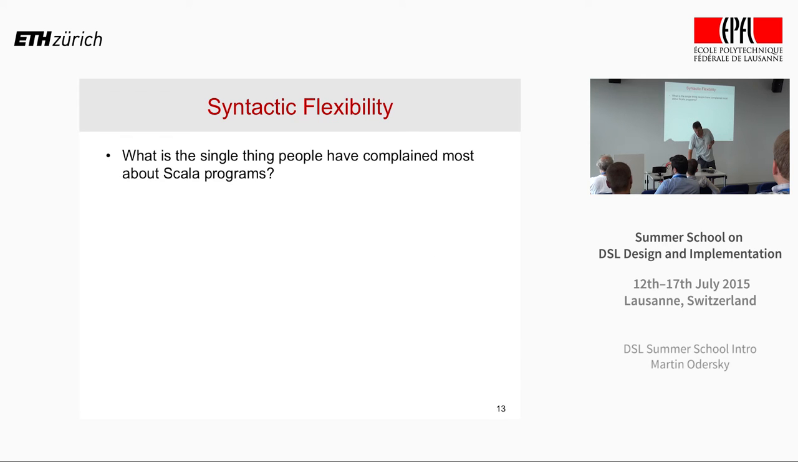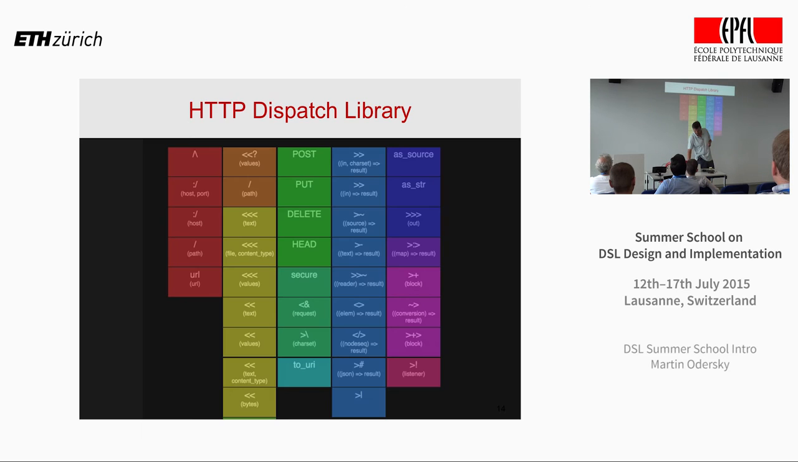Okay, so back to Scala. What's the single thing people have complained most about Scala programs? What is the one that they all get super excited about and mad about? Well, I think it's here. That's the one that fired them up most. So it was a dispatch library, and this thing was actually meant as a joke. So where they had a periodic table of operators. So it's an HTTP dispatch library, and here you see all the operators. And I think they're all quite consistent in the way they're structured, so they have been essentially put into this periodic table. I guess here, who would think this is ridiculous and one shouldn't do this?